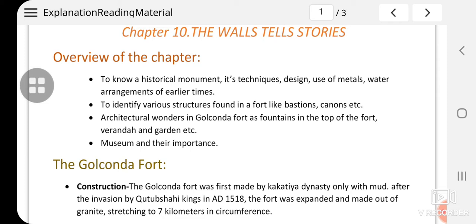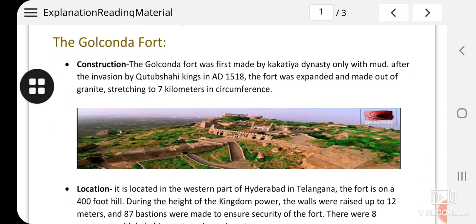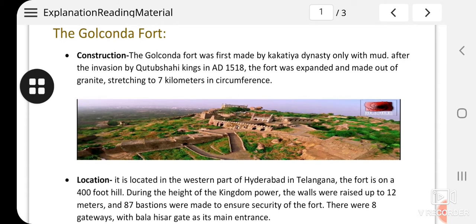Those days motors were not there, water pumps were not there, and still the fountain is there, that too on the top of the fort, and veranda and garden also. And then the museum and its importance. So these are the four main objectives of the chapter to go through. So here we begin with the Golconda Fort. The picture of the fort is so nice, so beautiful, no? A landscape picture is shown there. And I know many of you might have gone and seen the fort also.